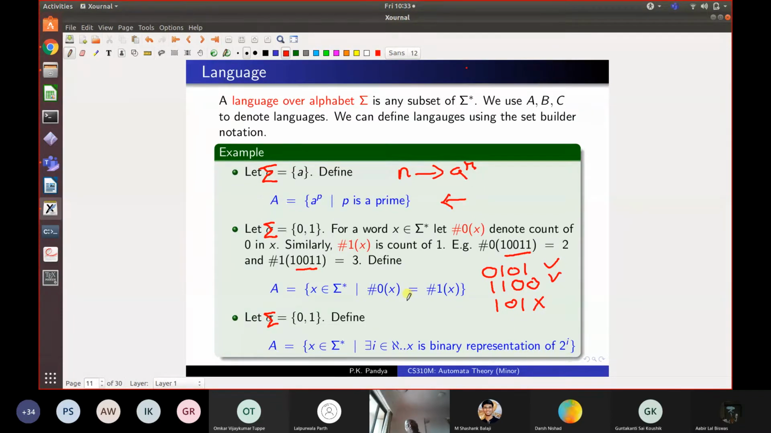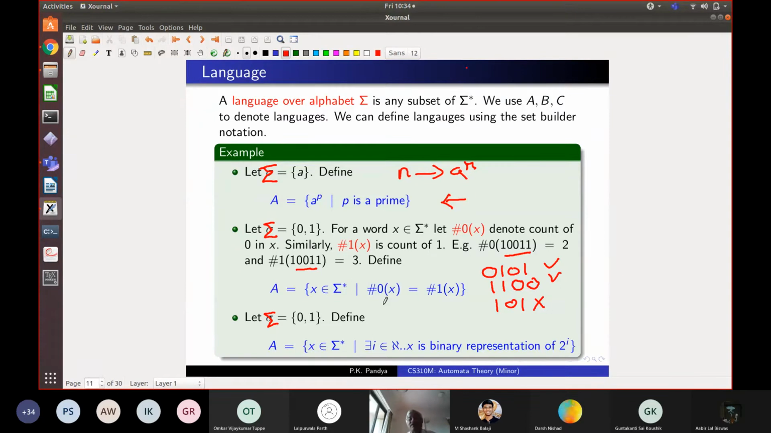The string can be arbitrarily long. It can be a billion characters long, but it should have an equal number of zeros and ones. And how will you build a computer which will recognize strings of this language? Well, as you scan the string of zeros and ones, you will have to keep a counter of how many zeros have appeared so far and how many ones have appeared so far. And then at the end, you can check that these two numbers are the same.